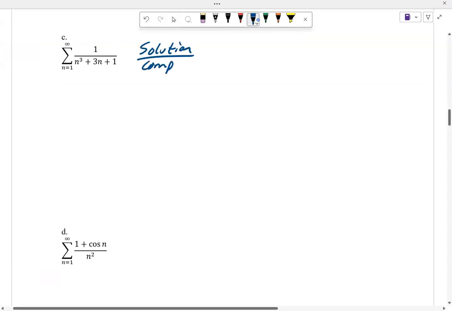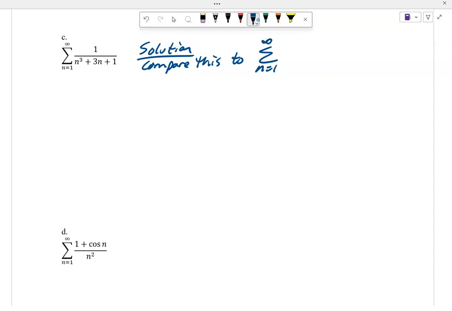All right, we're going to compare this series to 1 over n cubed, which by the p-series test, p equals 3, so p is bigger than 1, it converges.